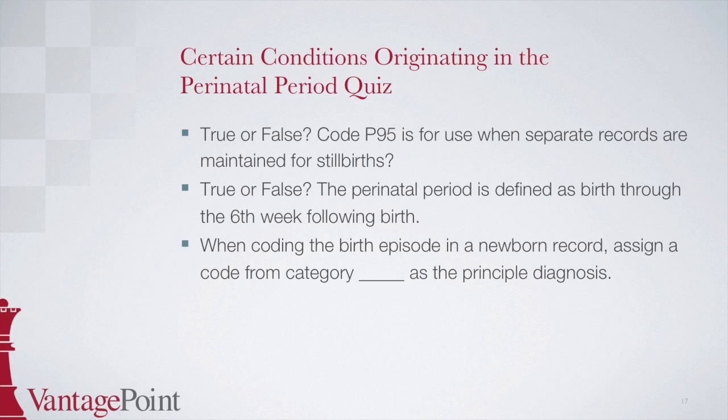The answer to our first question is true. P95 is only used when an institution maintains separate records for stillbirths. Remember that no other code would be reported with P95, and it would not be used on the mother's record.